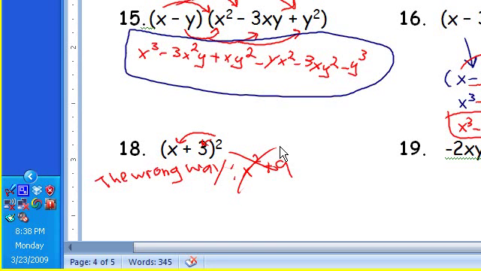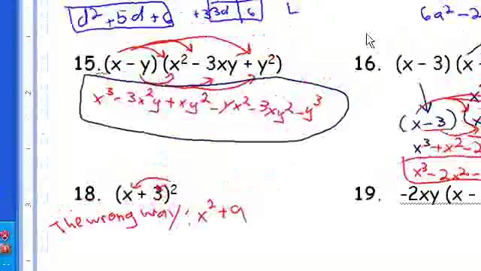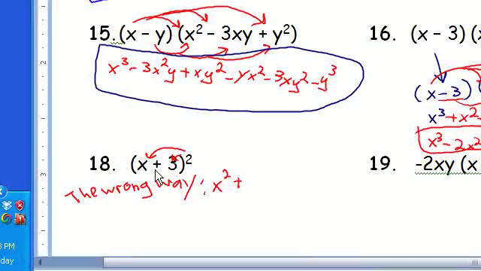The reason that doesn't work is because we are adding these terms. X and 3 are separated by this plus sign. That would be legal if there were no plus sign here and it was just x times 3, or 3x. But it's not. What this problem is really telling us to do is to recopy.